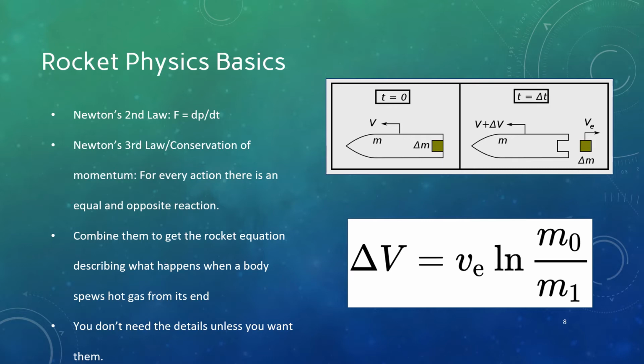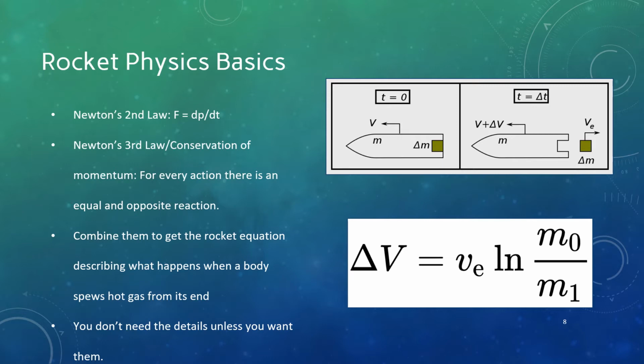So now we're going to look at some basic rocket physics. A rocket, while it's being powered by its engine, can be described by Newton's second and third laws. And basically, the gist of it is that you can think of a rocket as a body that's spewing hot gases out the back of it at a high velocity. And those gases have a velocity relative to the rocket in the opposite direction of the rocket's direction of motion.